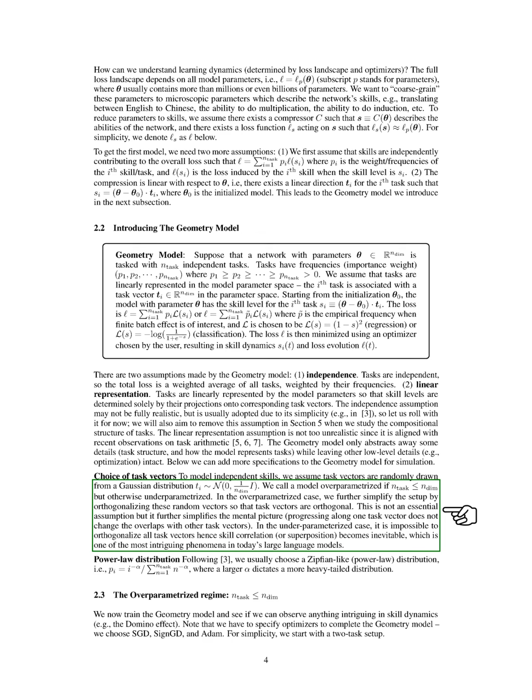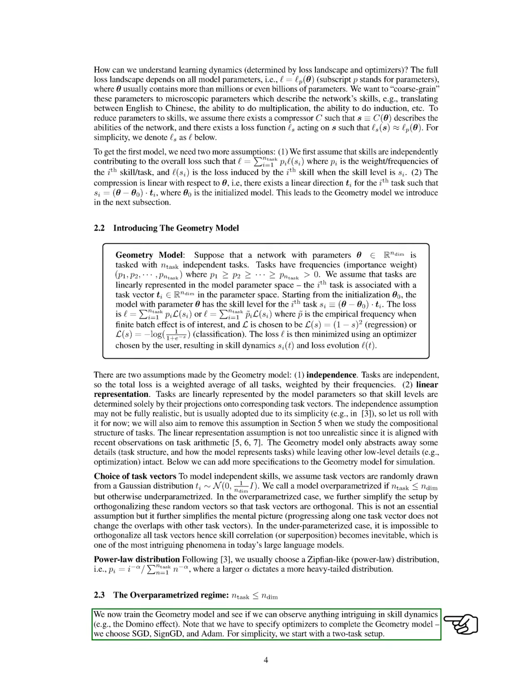Next, we typically use a power law distribution for task frequencies, where a larger exponent results in a more skewed distribution. We then train the geometry model to observe interesting skill dynamics, such as the domino effect, using optimizers like SGD, SignGD, and Adam. We start with a simple two-task setup, where tasks have defined frequencies.